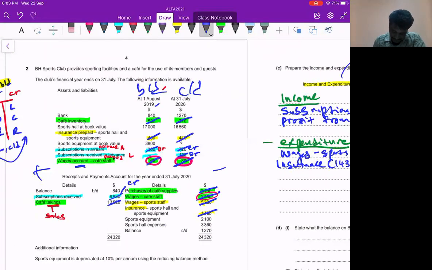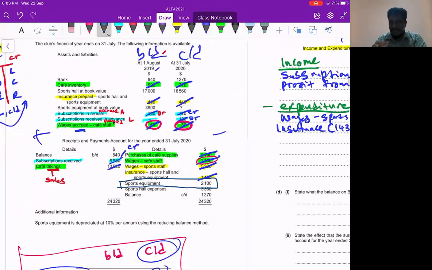Okay, next one. Sports equipment is not an expense, but wait. Sports equipment is an asset. It's a non-current asset. Let me take a different color highlighter. If you check here, if you have sports equipment, the book value is 3,900. And here is sports equipment on the payment side.